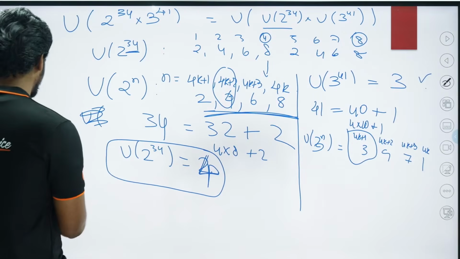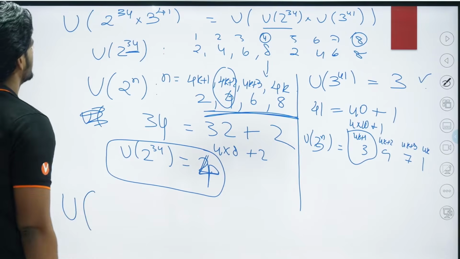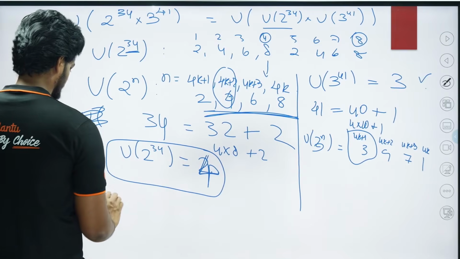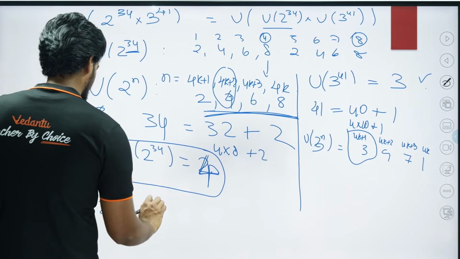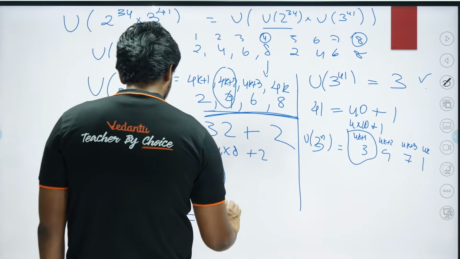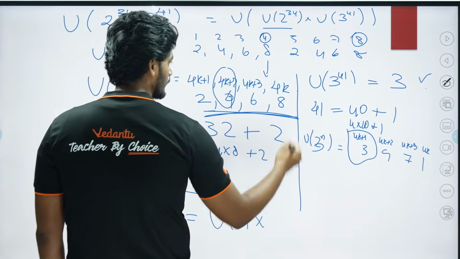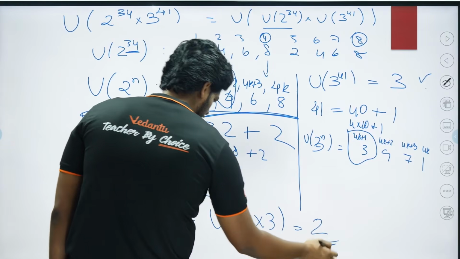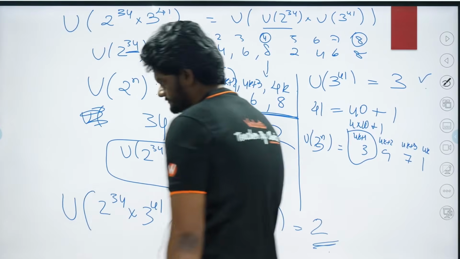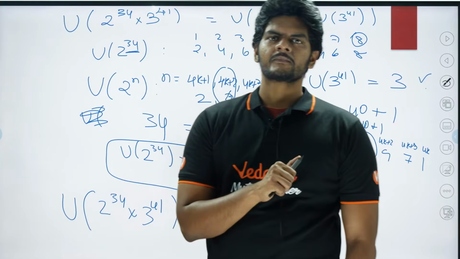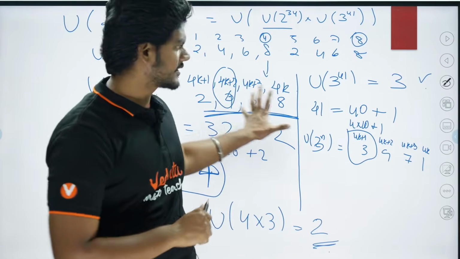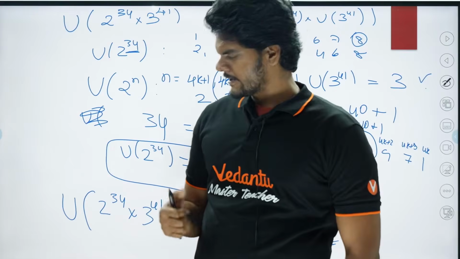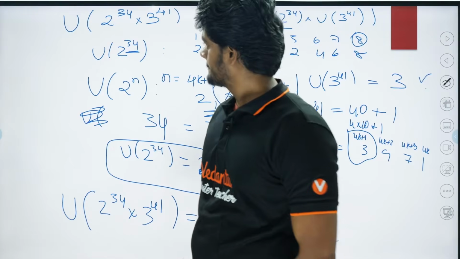Okay. Now, what will be the unit digit of 2 power 34 into 3 power 41? It will be the same as the unit digit of 4 into 3. That should be 2. Is that clear? I hope it is, right? I tried to explain it in a very elaborate way. To understand it more, you have to do more problems. I'll also add the assignment, so don't worry about anything.